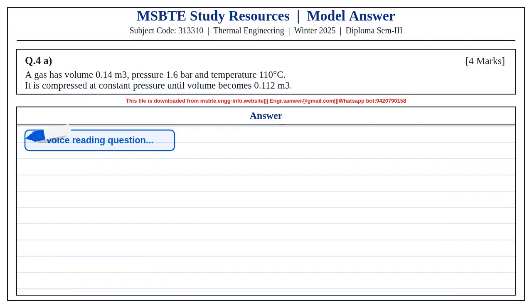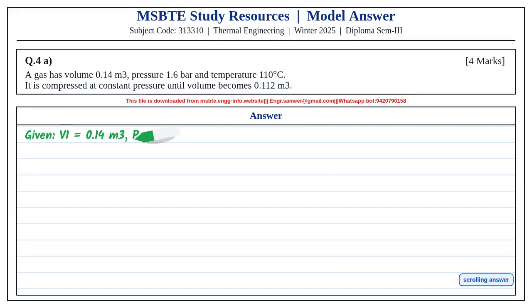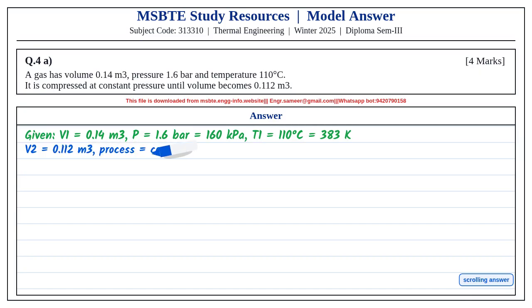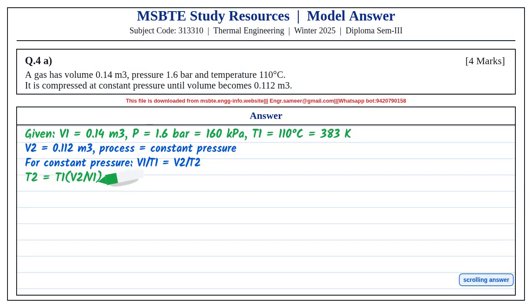Question 4a. A gas is compressed at constant pressure. Determine work done in compression and heat given out by gas. Given volume V1 is 0.14 m³, pressure is 1.6 bar, temperature T1 is 383 Kelvin, and final volume V2 is 0.112 m³. At constant pressure, V1 by T1 is equal to V2 by T2.